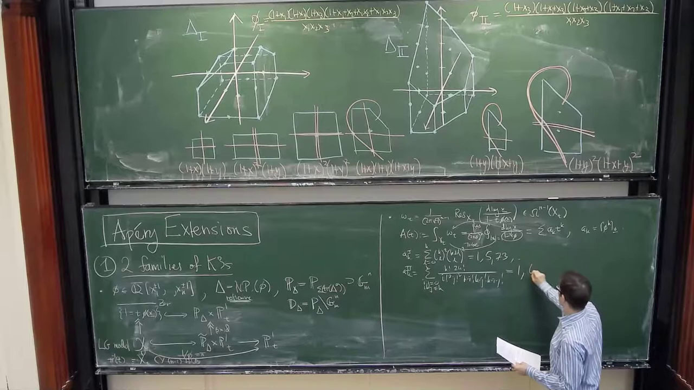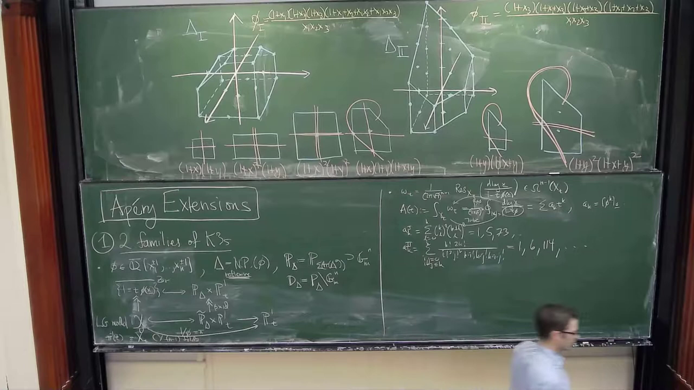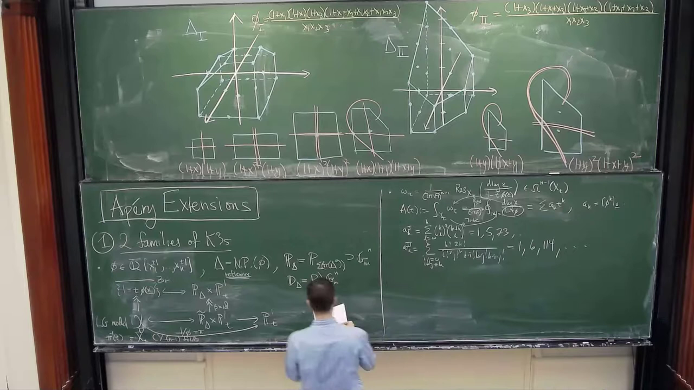All right. So this argument of the power series requires t to be small enough. Yeah, exactly. But I'm only going to be working in the neighborhood of the t equals 0 point, the so-called large complex structure limit for this one parameter model.